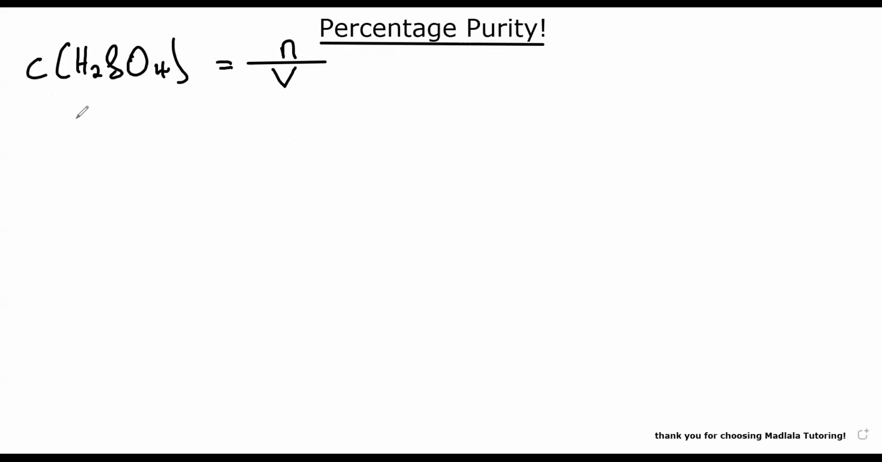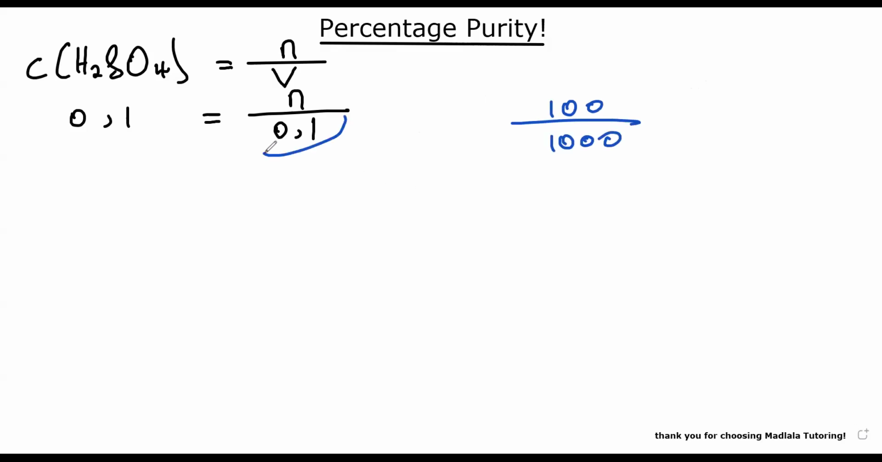But now it is given to us that the concentration is 0.1 and we are looking for the number of moles. But the volume is also going to be 0.1 cubic decimeters. Remember that when you move from centimeter cubed to decimeter cubed, you divide by 1,000. So that's how we obtained the 0.1 there. And then, of course, in order for us to make the number of moles the subject, we just need to cross multiply.